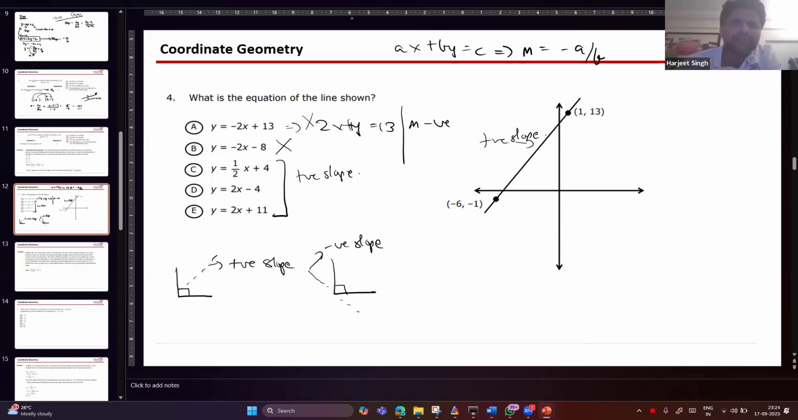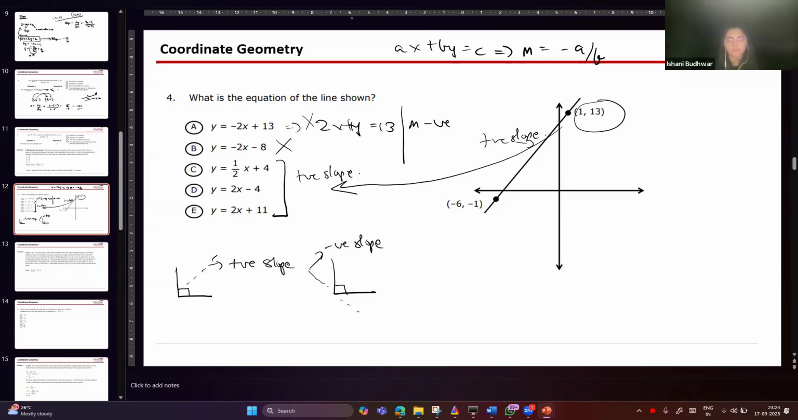Now, how do I understand which is the answer amongst these? The best way is to plug in. Put this 1 comma 13 inside any of these lines and see which matches, because 1 comma 13 is on the line, correct? So it should match E, right? Because if I put x as 1, we get 13. So the answer is E.